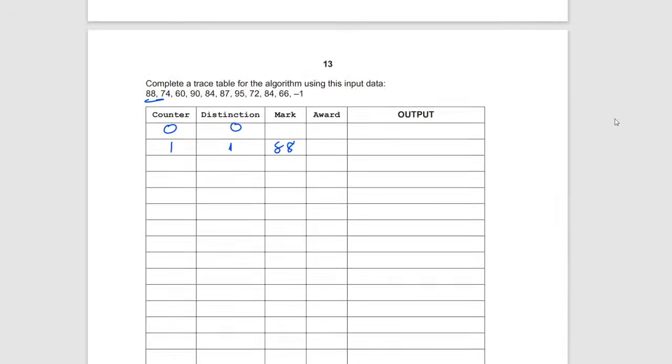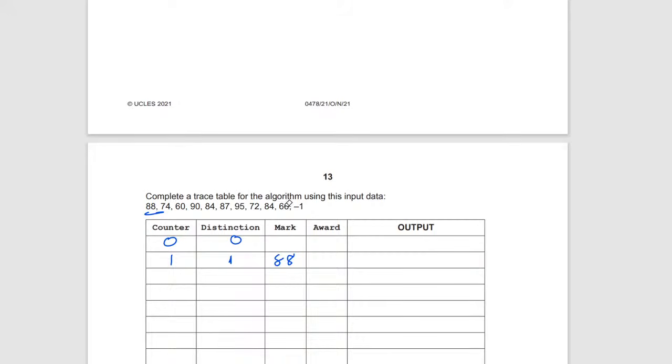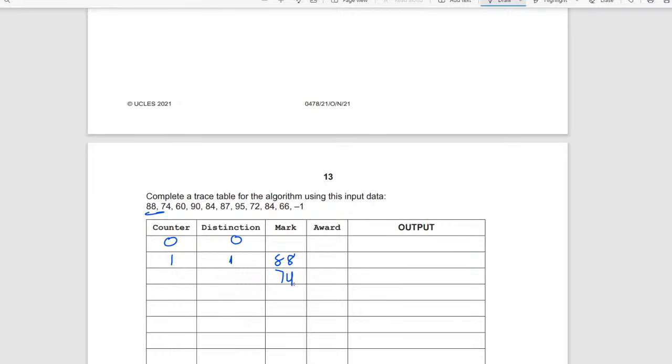Okay, so we move on to the next mark. Mark is 74. So we'll input 74.